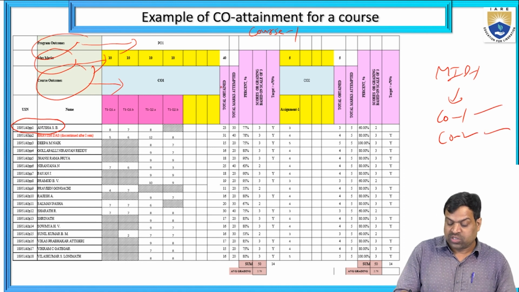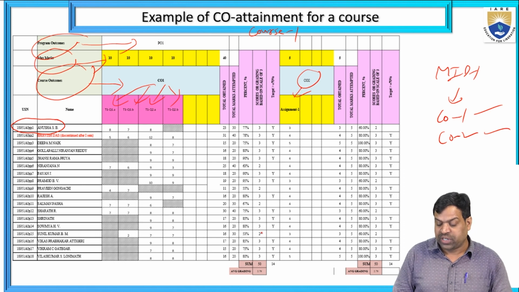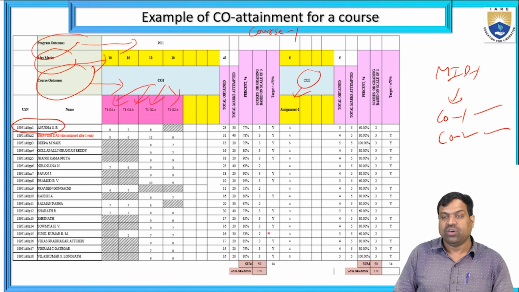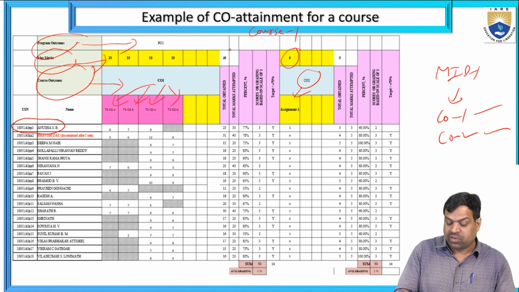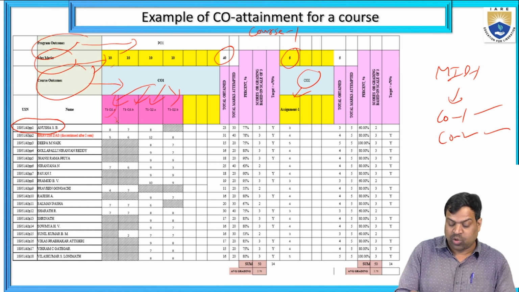CO1 and CO2. For CO1, how many questions are there? CO1 related questions are 1A, 1B, 2A and 2B. For CO2, I gave one assignment question. How many marks for this assignment? 5 marks. For mid one, 40 marks, plus assignment 5, so 45 overall. For 1A, out of 10 marks, how many did they get? 8. Then 7. For another 10, 8.